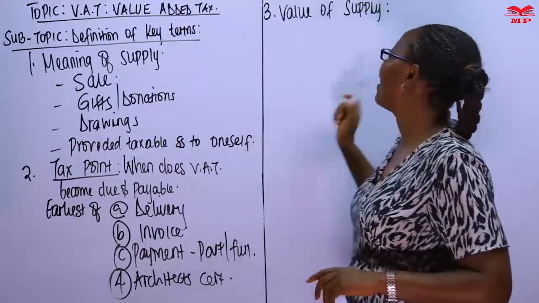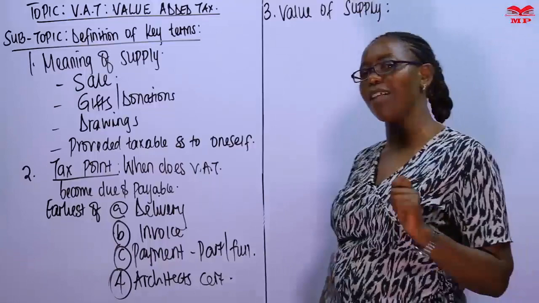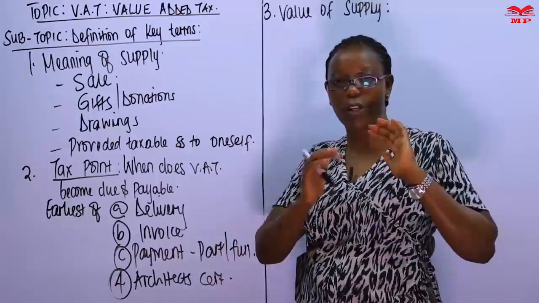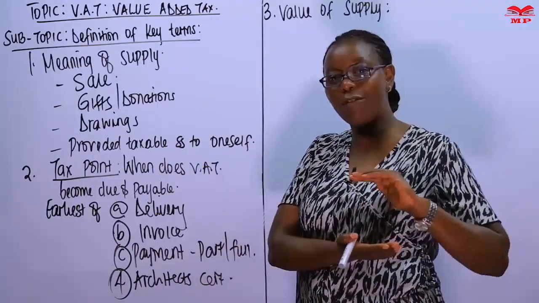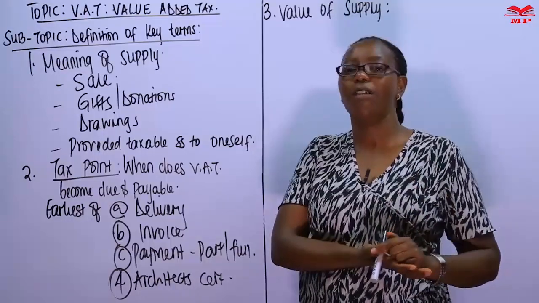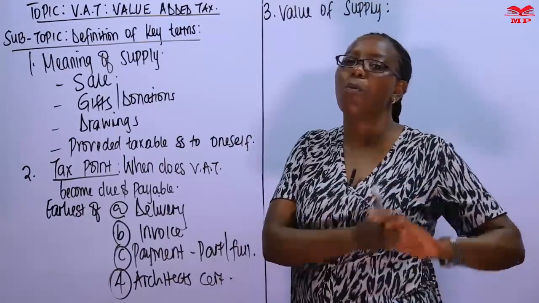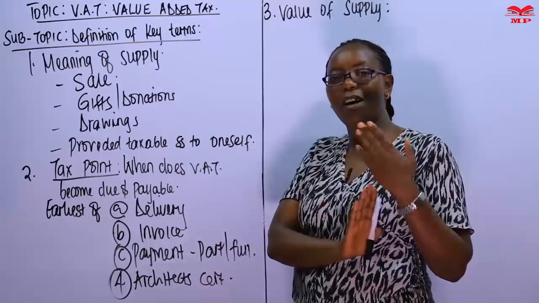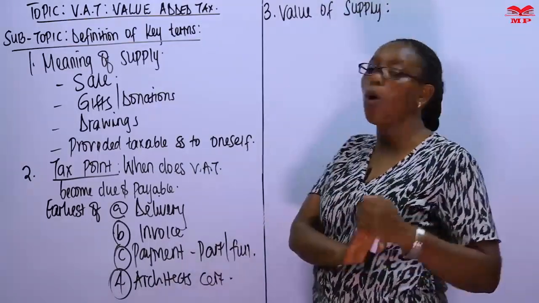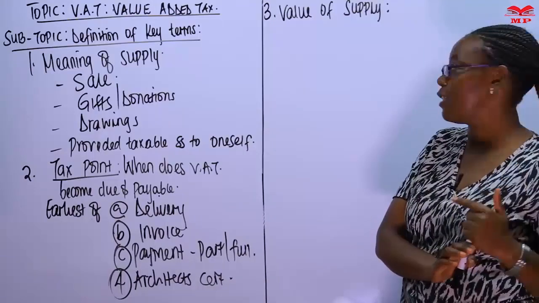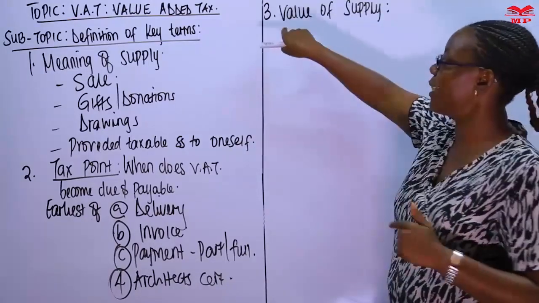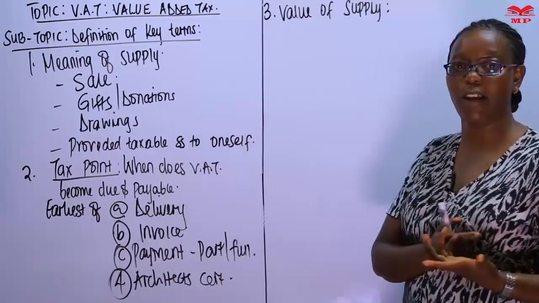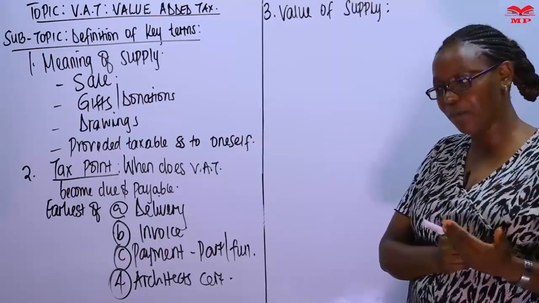So when you deal with the value of supply, we are trying to answer the question, on what are we charging VAT? We already said VAT is a tax. It is a proportion of your wealth that you have to give up to the state willingly. So on what do you charge VAT? What is the value? Meaning that this value must be quantified in monetary terms.